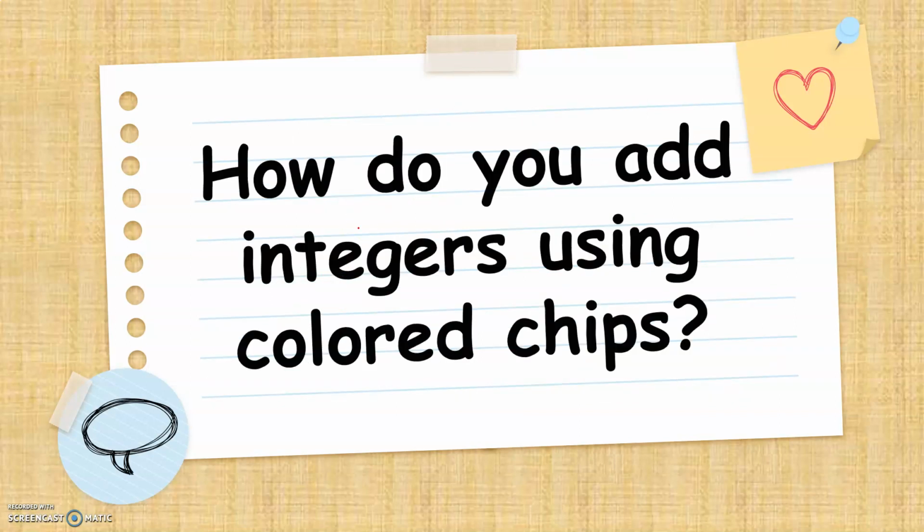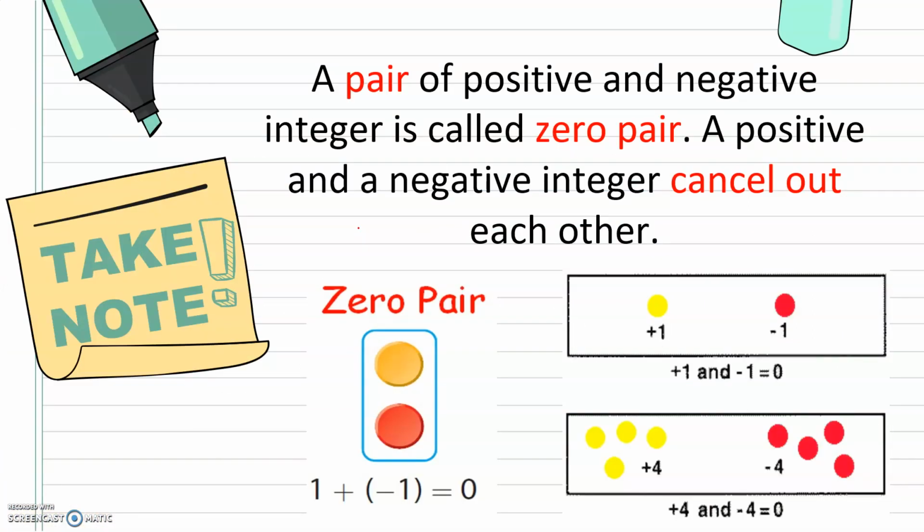This time, we'll be using colored chips to answer that problem. Okay, so take note that a pair of positive and negative integer is called a zero pair. That means when you add a positive and a negative integer, they cancel out each other. For example, if you have one yellow chip and one red chip, that means 1 plus negative 1. It is a zero pair, so that will be equal to 0.